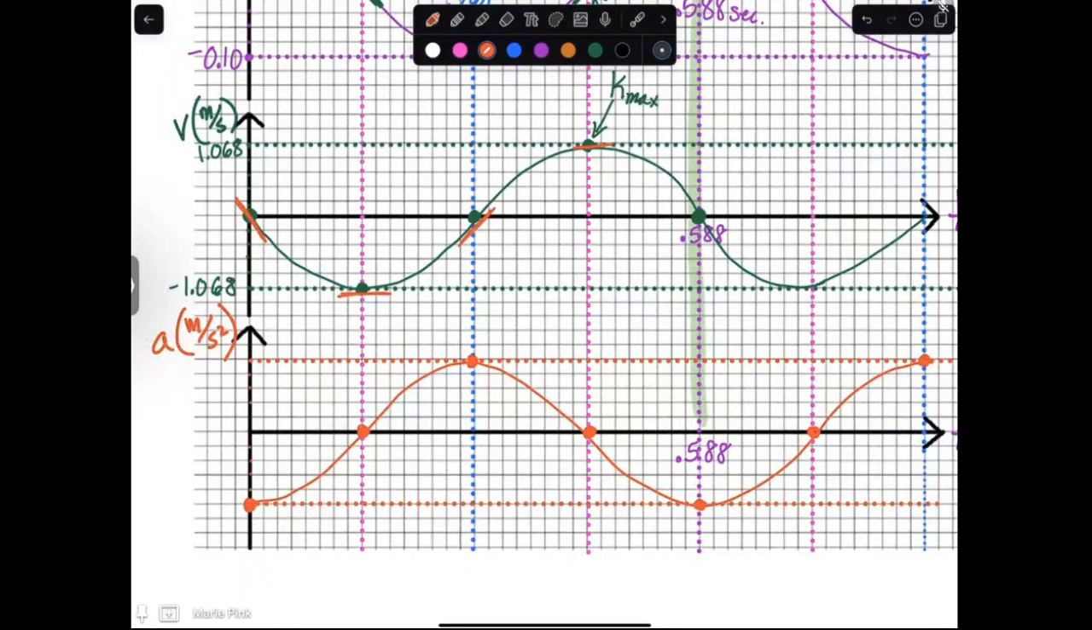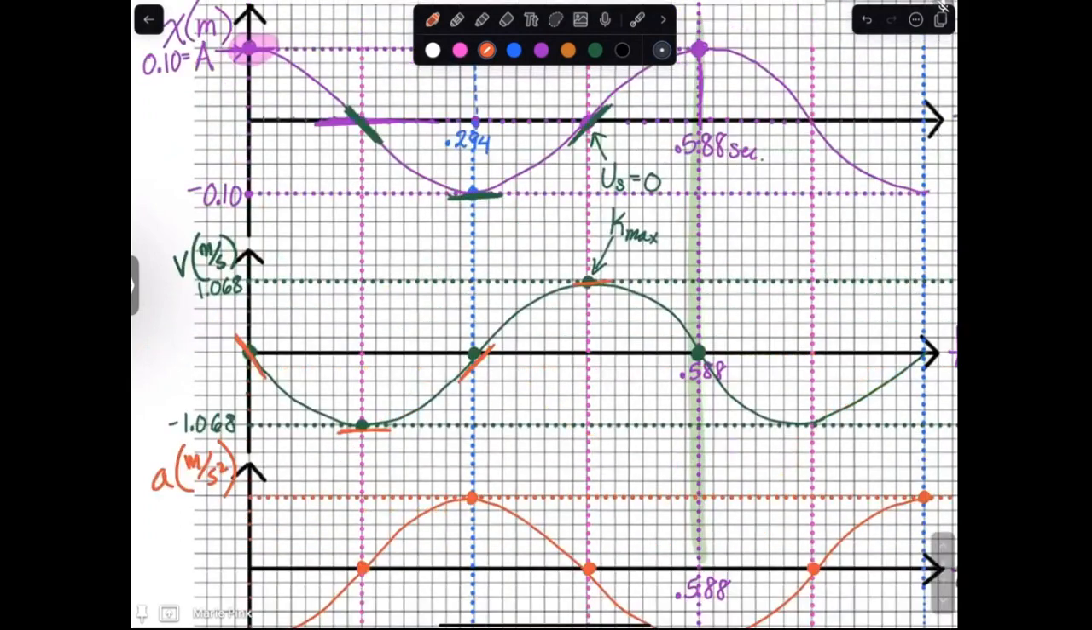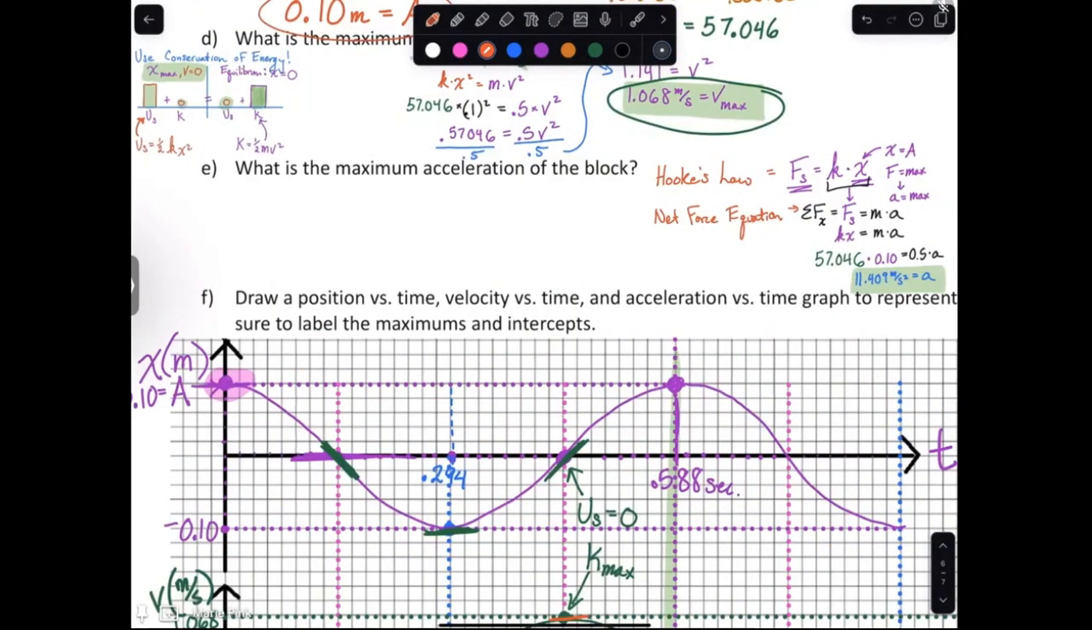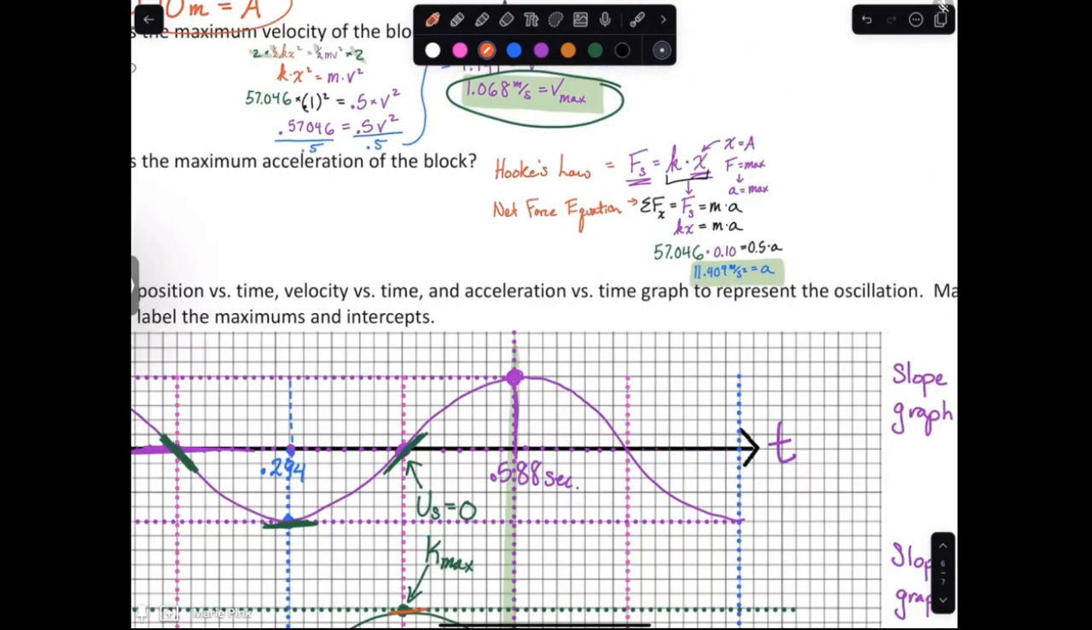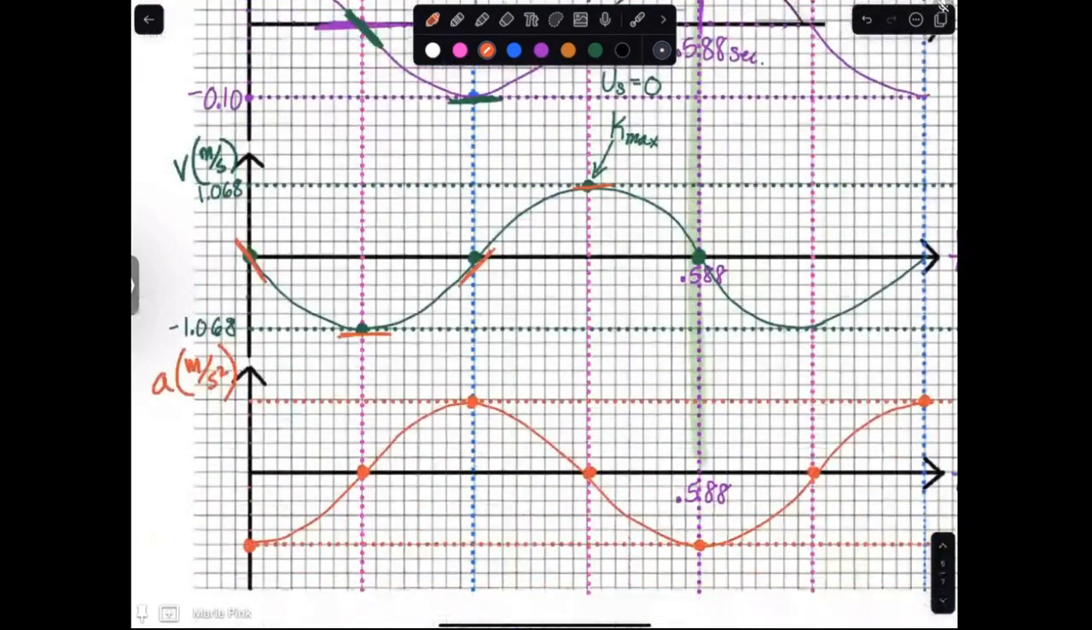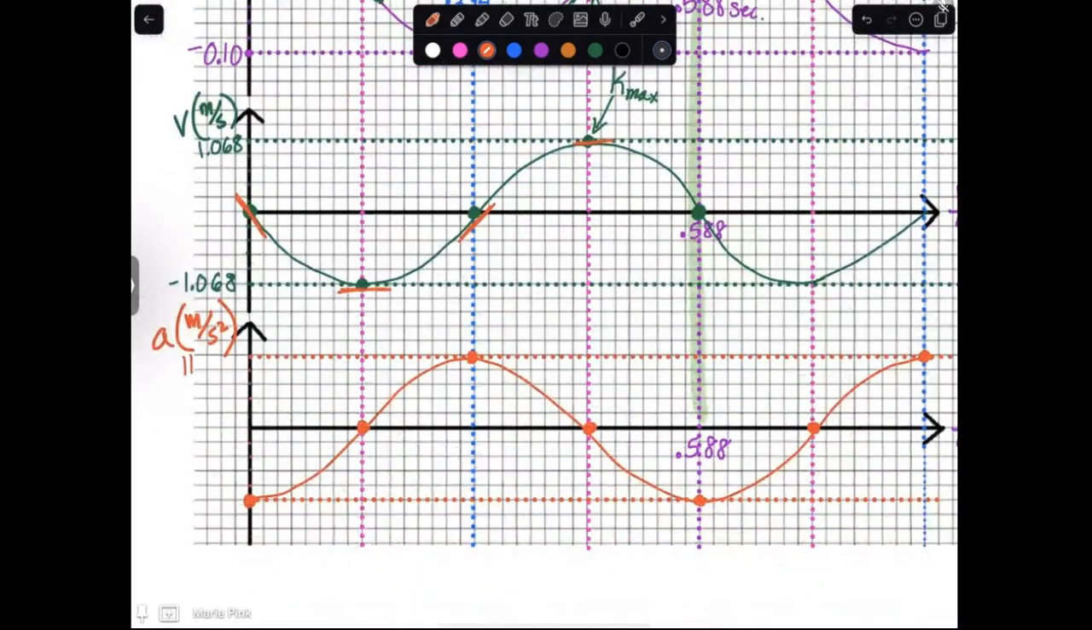And last but not least, we just have to put in those maximums and minimums for the acceleration. If I come up here in part E, we found the maximum acceleration was 11.409. So that'll be our biggest here, 11.409. And that means our minimum will be negative 11.409.